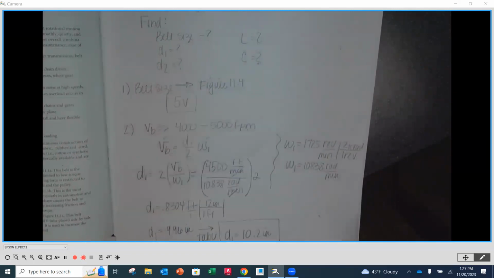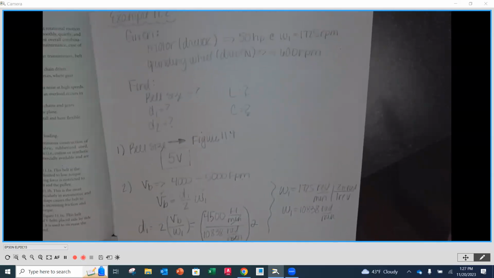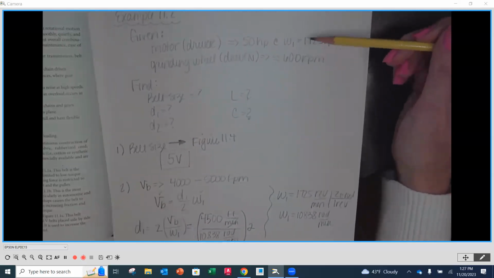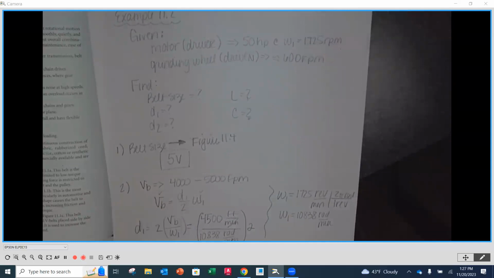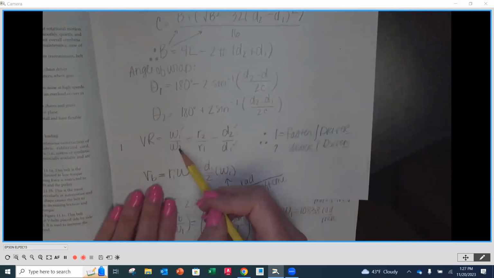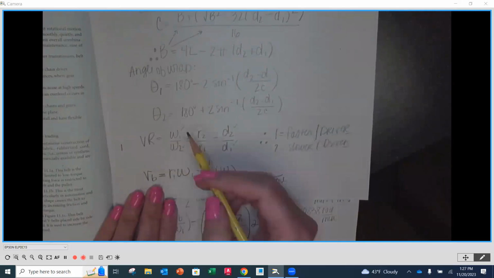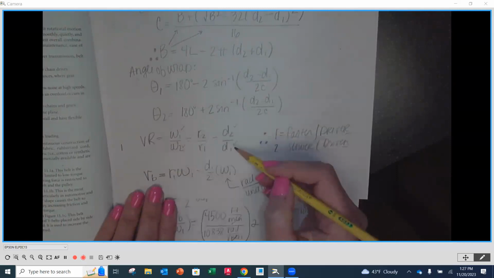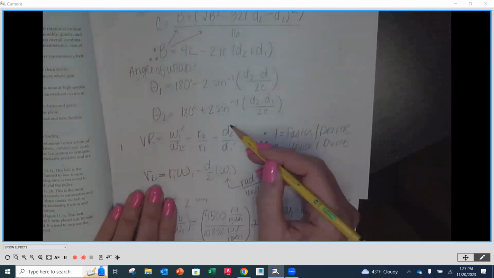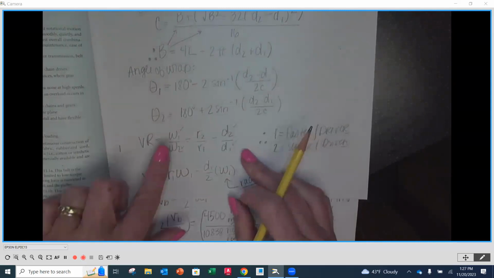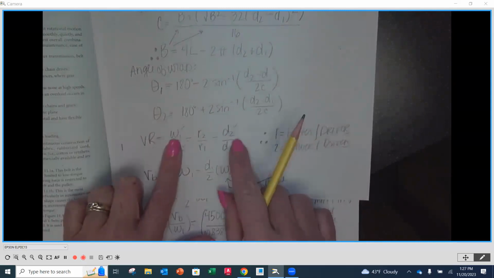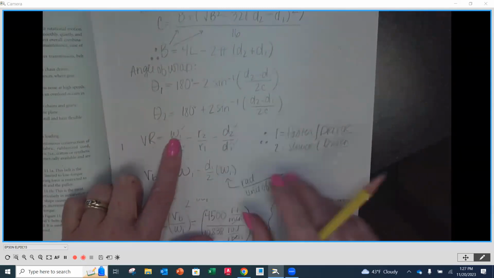Now, how can we figure that out? Well, we know that we want our speed to reduce to approximately 600 RPMs. So if we expand out our velocity ratio, we know W2, we know W1, we know D1, and we need to find D2. So we're going to set these two equal to these two and solve for our D2.